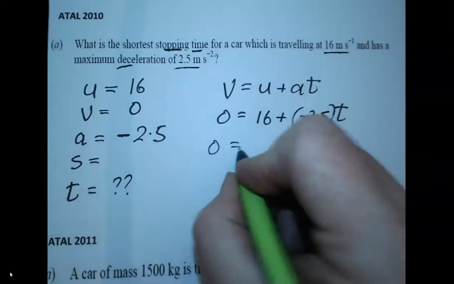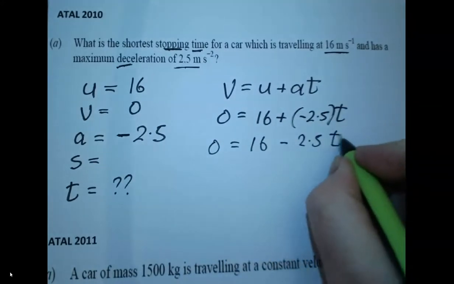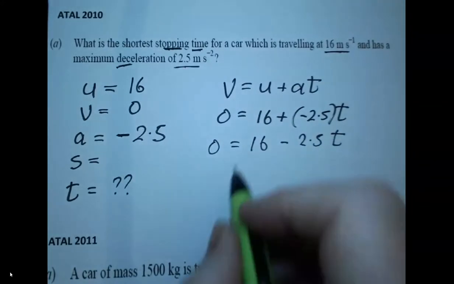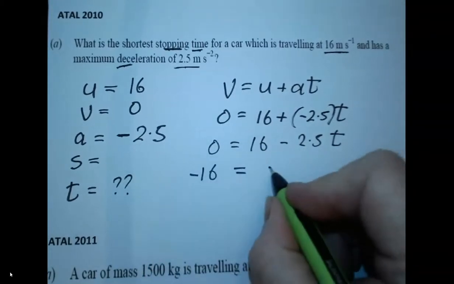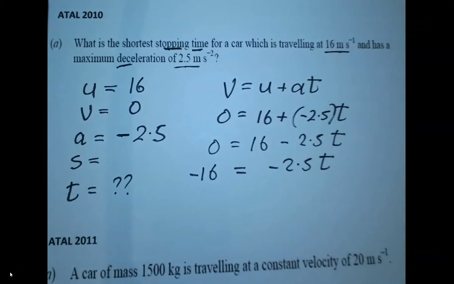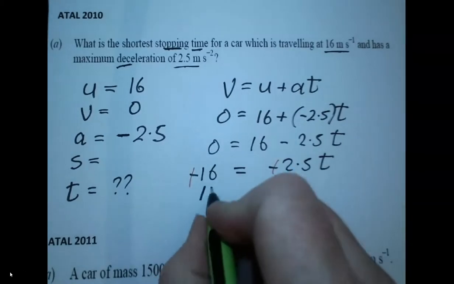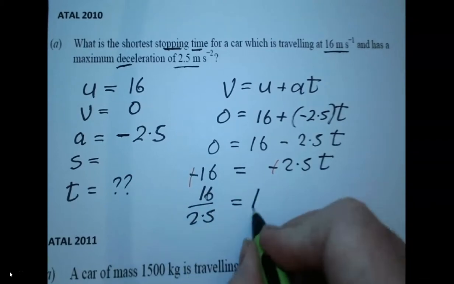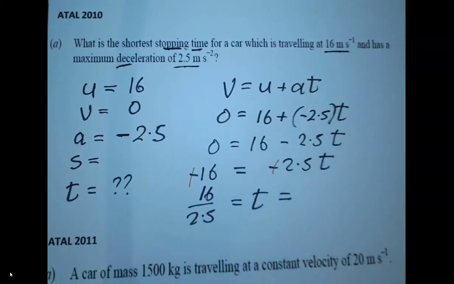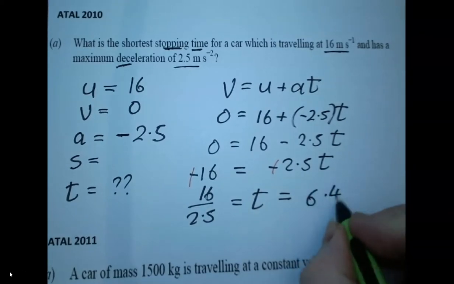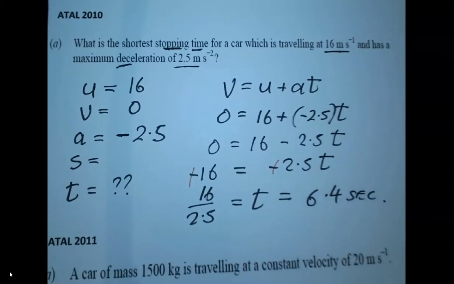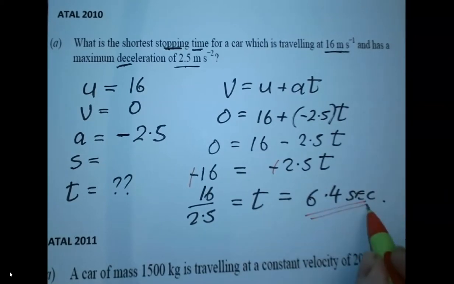So I'm going to say 0 equals 16 minus 2.5 by T. I just multiplied in the minus. Bring the 16 over, it becomes minus 16 equals minus 2.5 times the time. There's minuses there, so they can cancel off. We bring the 2.5 over, so 16 over 2.5 equals the time. And using a calculator, 16 divided by 2.5 will be 6.4 seconds. I like my answer there, so I underline it in red.